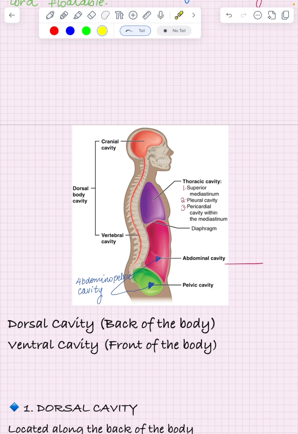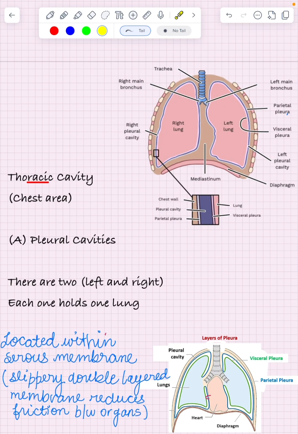At the front, we have a ventral body cavity, and ventral body cavity is also divided into two subcategories. We have the thoracic cavity here, and we have abdominal pelvic cavity here, and it is divided by diaphragm. So the thoracic body cavity, which is on the chest area, is further divided into mediastinum, pleural cavity, and the pericardial cavity. And the abdominal pelvic cavity is divided into abdominal cavity and the pelvic cavity, as the name says.